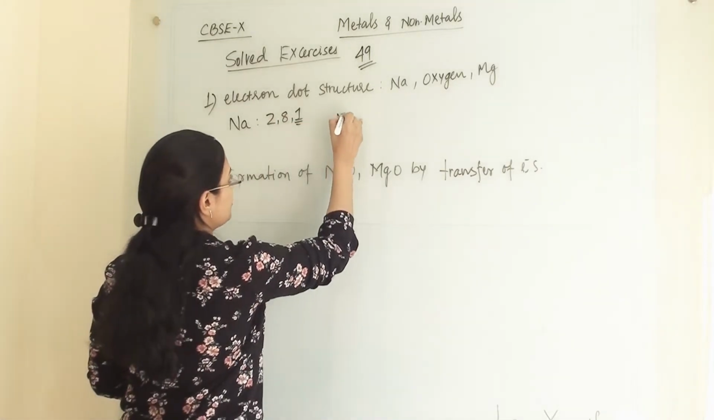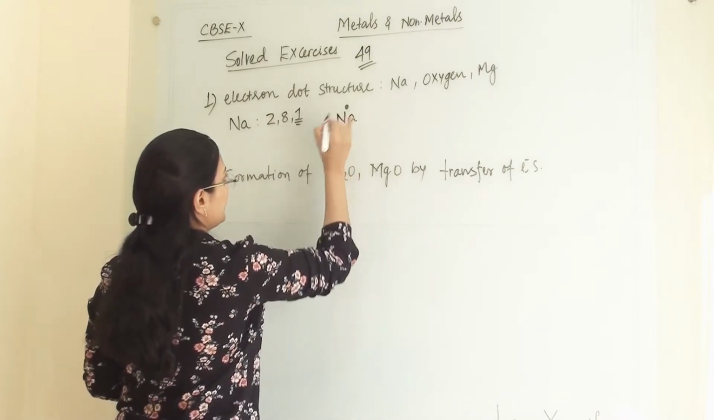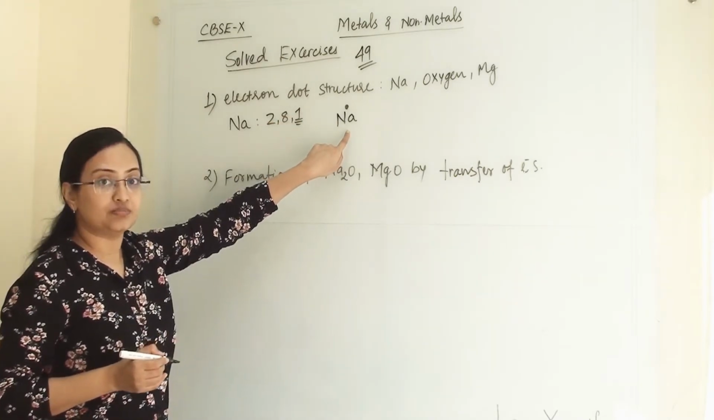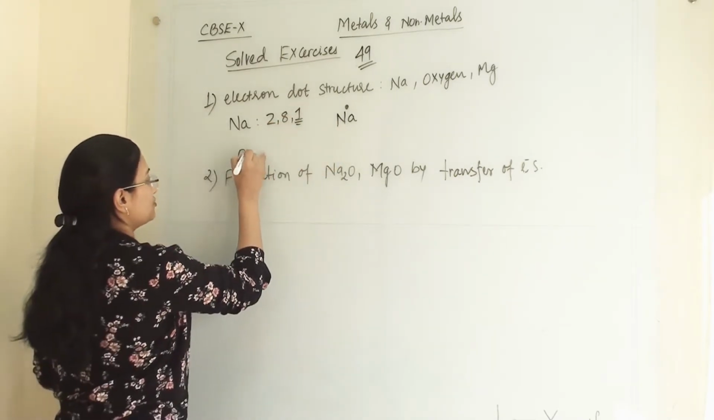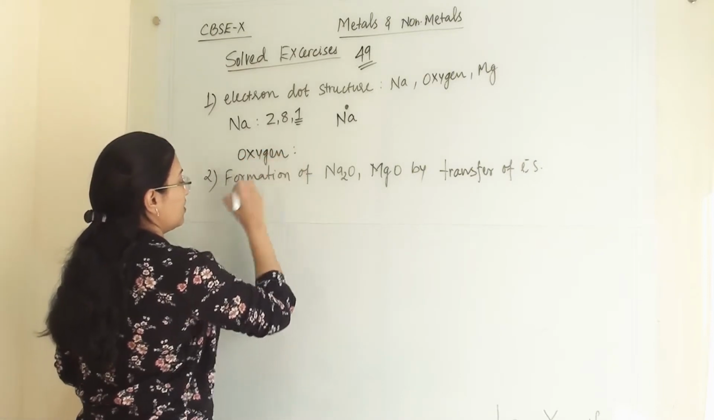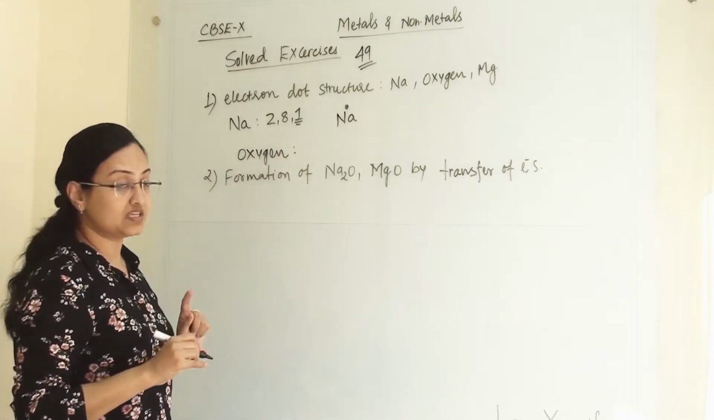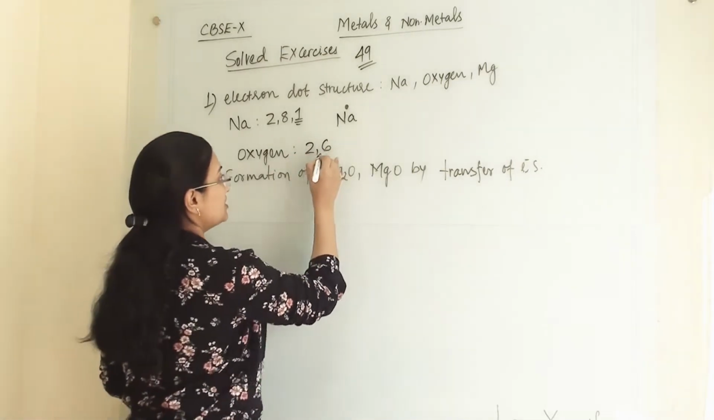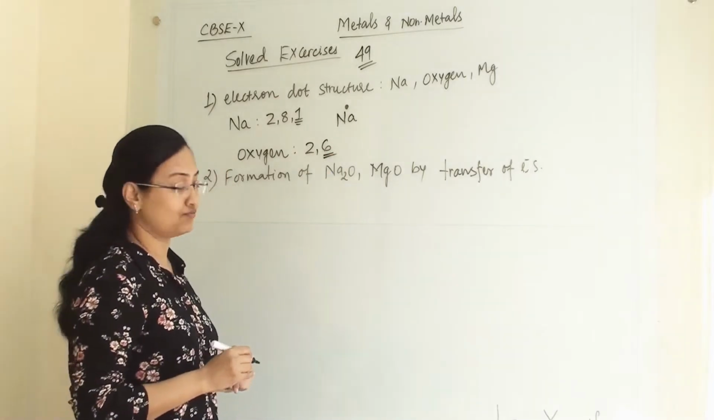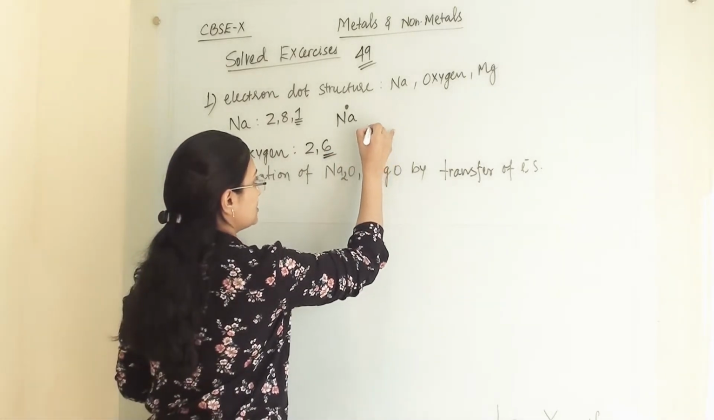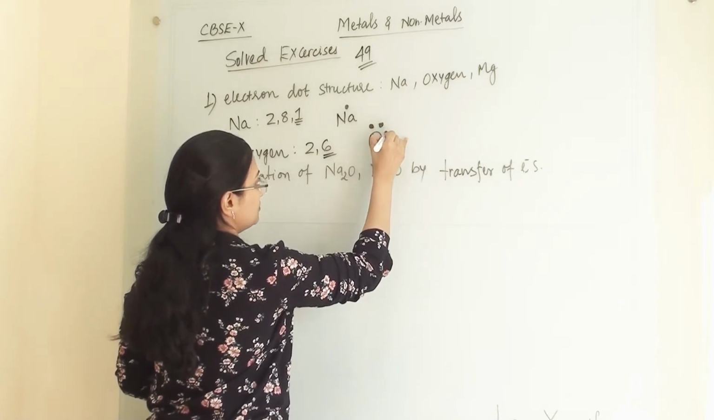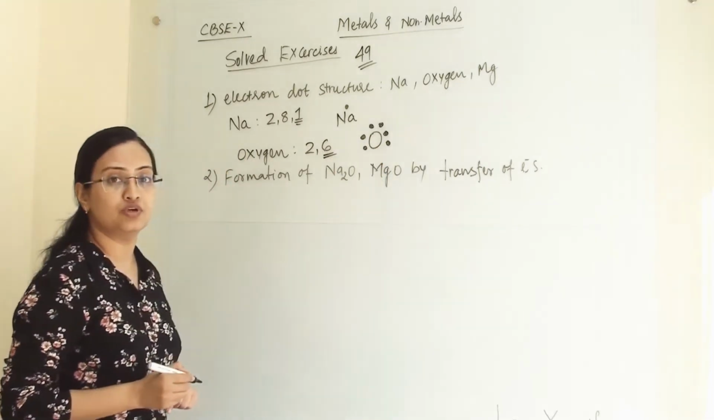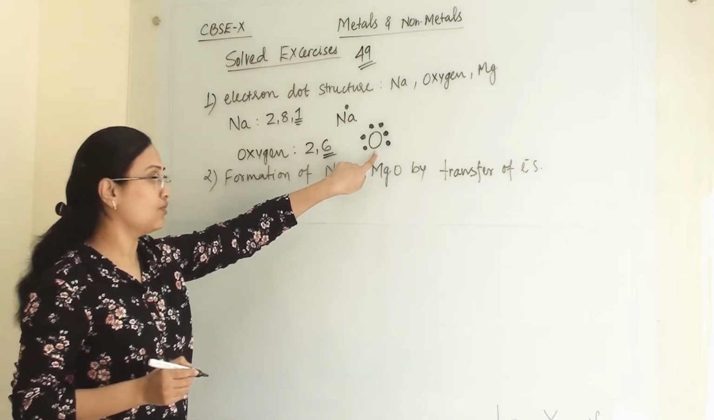So here we are going to represent this as sodium's electron dot structure, and it will be something like this. Now for oxygen. Oxygen's atomic number is 8 and its electronic configuration is 2,6. So here 6 are the valence electrons for oxygen. So this is oxygen: 1, 2, 3, 4, 5 and 6. This is how we are going to represent the electron dot structure for oxygen.